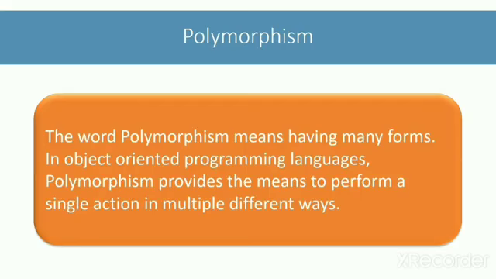In this video, we will learn about polymorphism. The word polymorphism means having many forms. In object-oriented programming languages, polymorphism provides the means to perform a single action in multiple different ways.